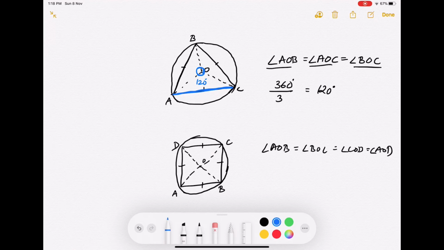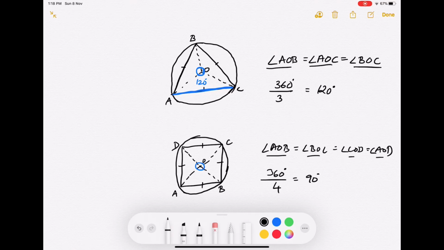And again, it remains true that all the angles around the center point O have to add up to 360 degrees. So the only possibility is that each of these angles, AOB, BOC, COD and AOD, has to be 360 degrees divided by 4, which is 90 degrees.